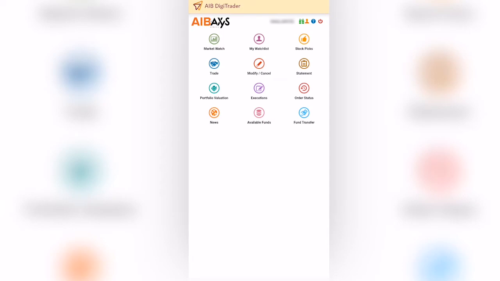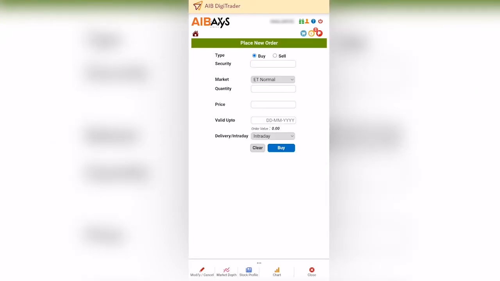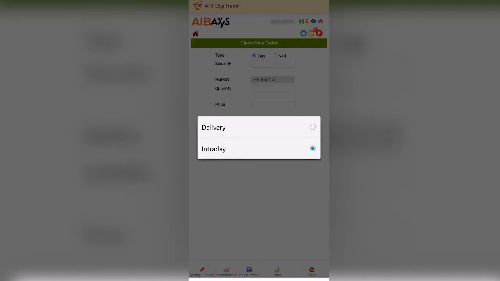If you had clicked on delivery under the trade icon right here, if you chose delivery instead of intraday, this would mean even if the shares have executed, it'll still take 3 days before you can sell them again and before they officially settle into your account. But because you chose intraday, the shares are in your account and you can sell them at any point in time.